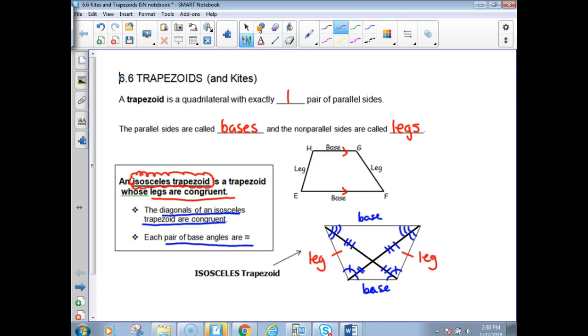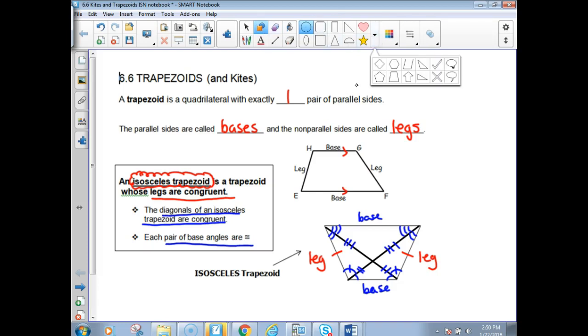Now, it might be nice for you to draw yourself another trapezoid, and I get to cheat and use my little tool here. I'm just going to put another one over here.